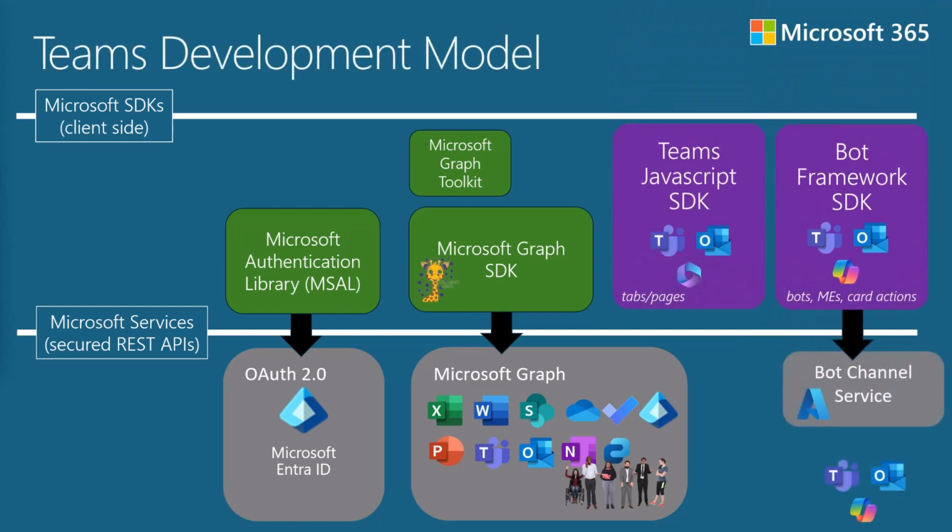Finally, let's take a look at the Teams development model, which I'll remind you works in Microsoft Teams, Outlook, the Microsoft 365 app, and now message extensions also work inside of Microsoft Copilot for Microsoft 365. There are two approaches here. One is when your application is running in a browser frame, meaning it's in a tab or a page, or maybe something called a dialog.